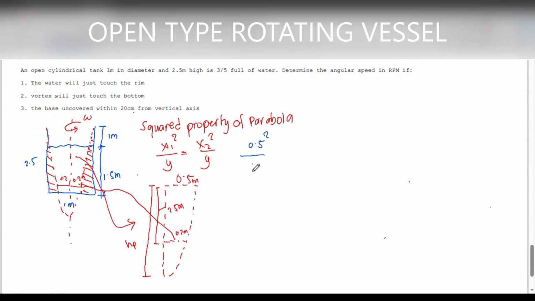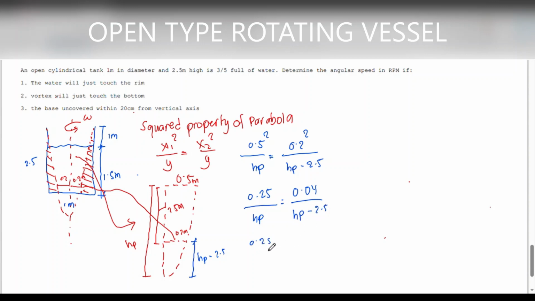So by squared property of parabola, we can say that 0.5 squared over height of our paraboloid is equal to 0.2 squared over this value. What is this value? This is actually height of the paraboloid minus 2.5. So this will be HP minus 2.5. Simplifying it further, this will be 0.25 over height of paraboloid is equal to 0.04 over height of the paraboloid minus 2.5.